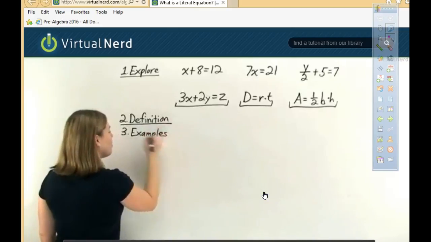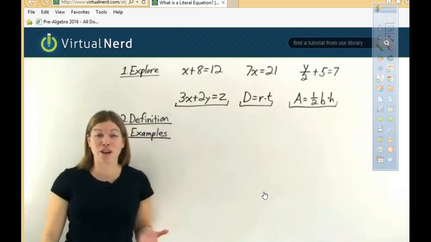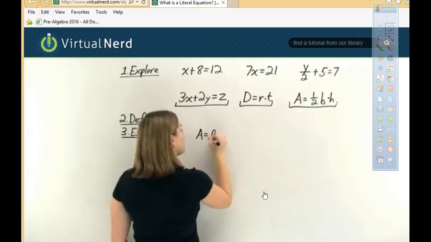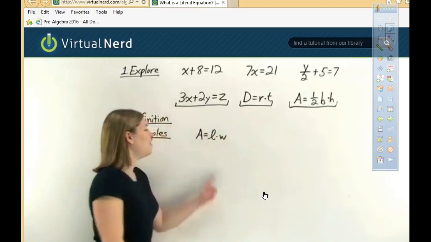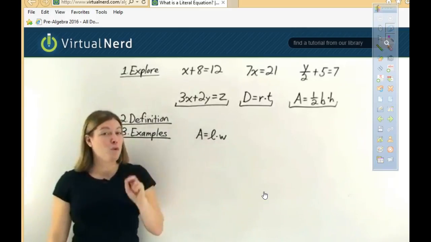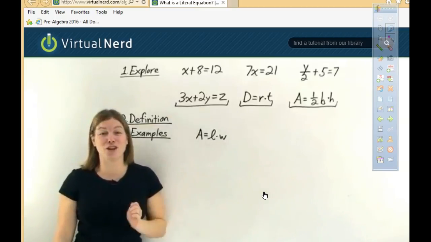Let's take a look at some more examples. The most common type of literal equation is a formula. So let's look at some of those. Here we have A equals L times W. We can see this is an equation where the left and right hand sides are equal. And we have more than one variable, A, L, and W. So this is a literal equation.